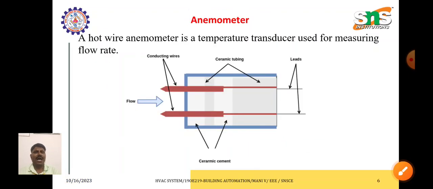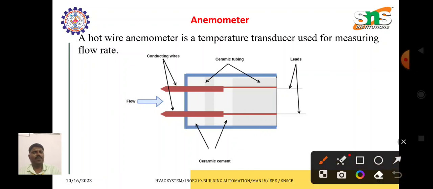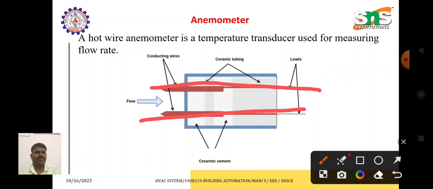And this is the anemometer. A hot wire anemometer is a temperature transducer used for measuring flow rate. Now you can consider this a pipeline. Here one ceramic tube is there, and there are two conducting wires. It is made of ceramic cement.